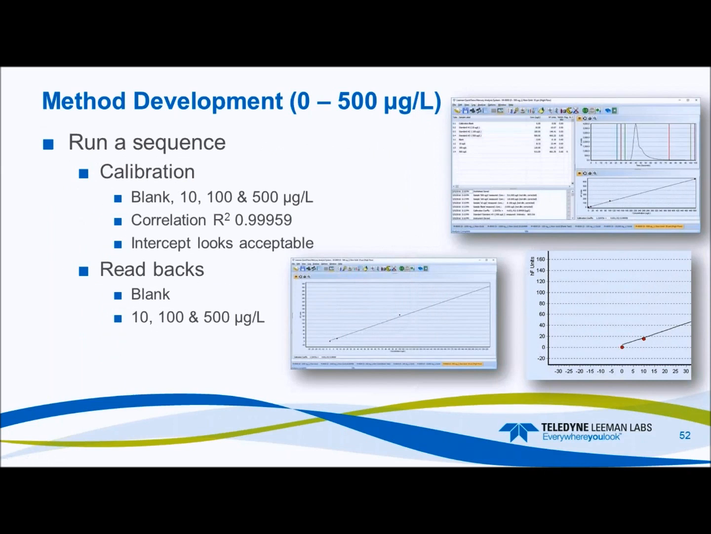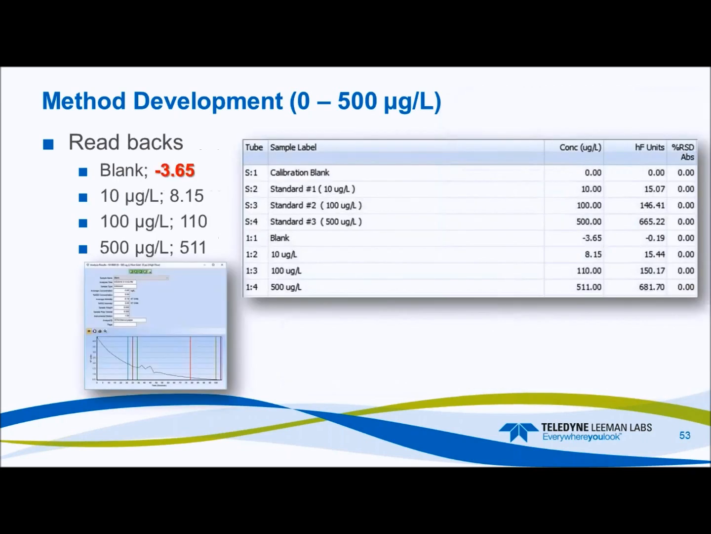So we'll do a calibration. I'll run a blank, 10, 100, and 500 ppb, micrograms per liter. My correlation comes in at 3 nines and basically a 6 if I round, which is acceptable and it looks okay. So I'm going to read my blanks back, 10, 100, and a 500.